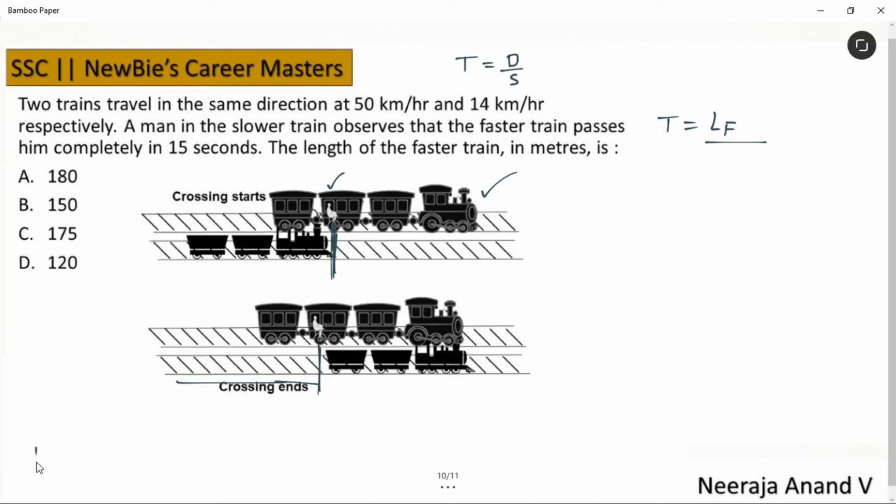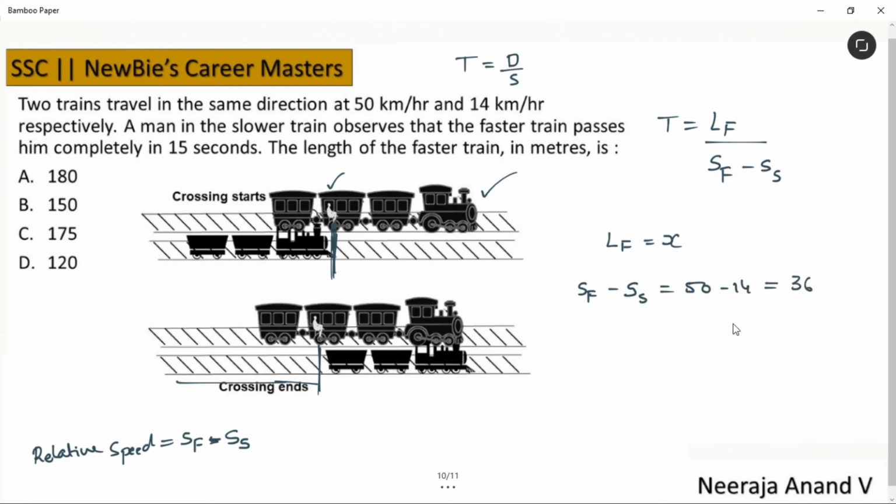Now the objects are moving in the same direction. Relative speed is speed of the faster train minus speed of the slower train. Okay, now speed of the faster train minus speed of the slower train. Okay, what is the length of the faster train? That is what we have to find, right? We don't know the length of the faster train. Let's take it x, and speed of the faster train and speed of the slower train, 50 minus 14, we get 36.